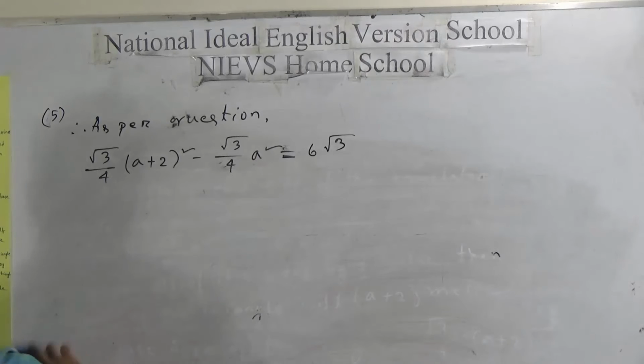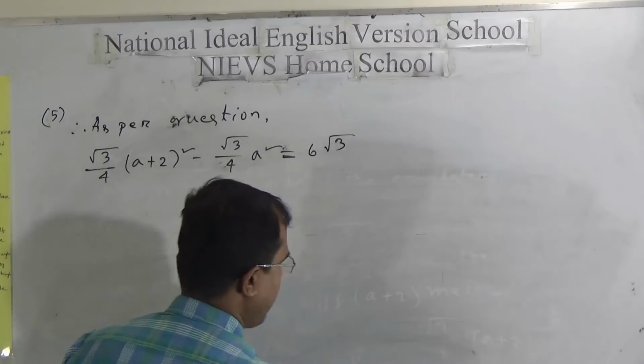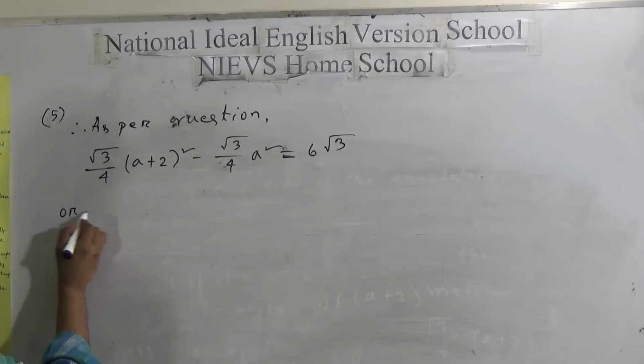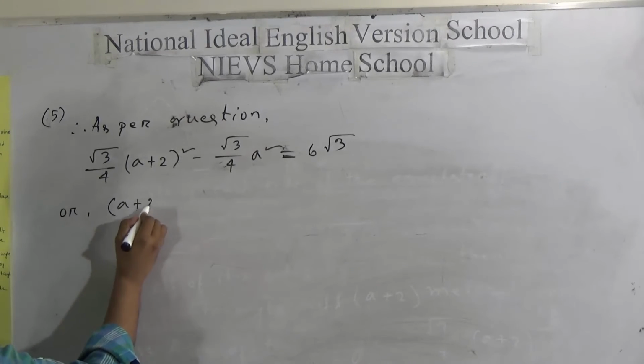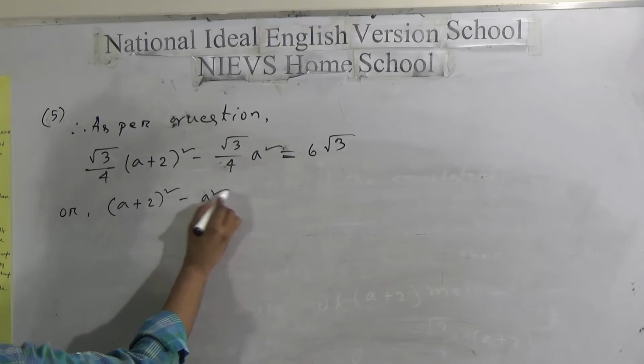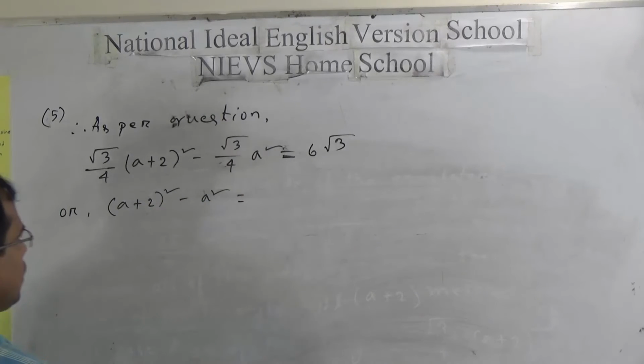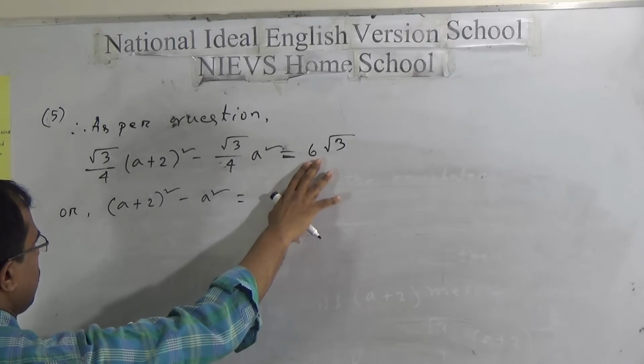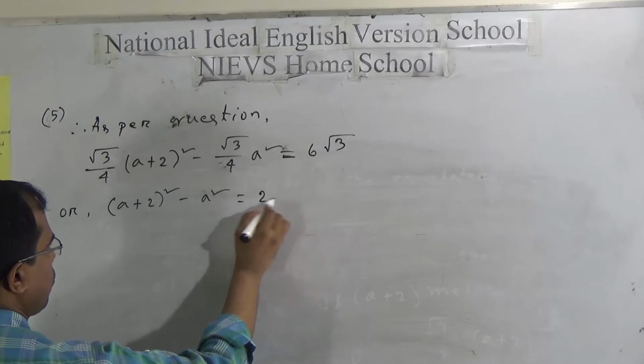Now solving this equation we can find the value of a. If we divide both sides by root 3 by 4, then we can write here (a plus 2) whole square minus a square, this is equal to, if we divide this by root 3 by 4, then it will be 4 sixes are 24.